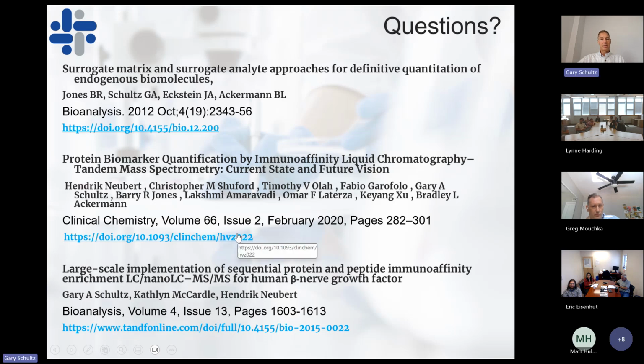This middle paper here is open sourced, so you can click this link and you'll be able to get access to that paper directly. And this just highlights the state of the art just a few years ago around protein biomarker quantification in combination with immunoaffinity liquid chromatography. And then this last paper was the one where we published the work around the large-scale implementation of the sequential protein and peptide capture for beta nerve growth factor.